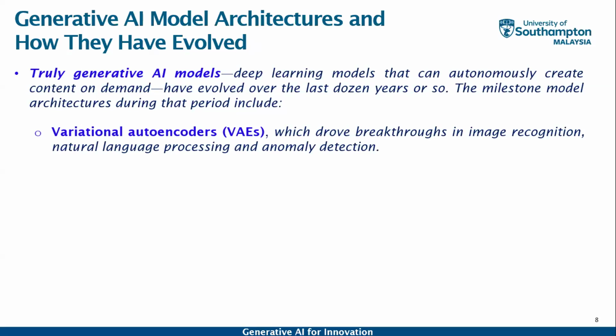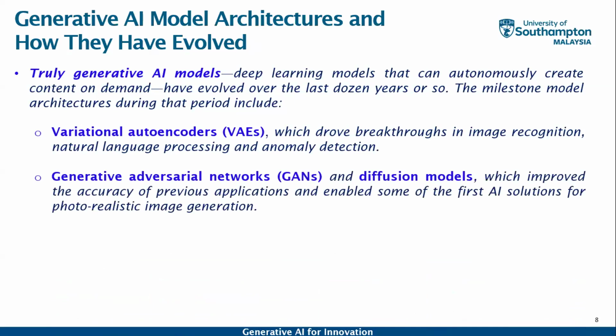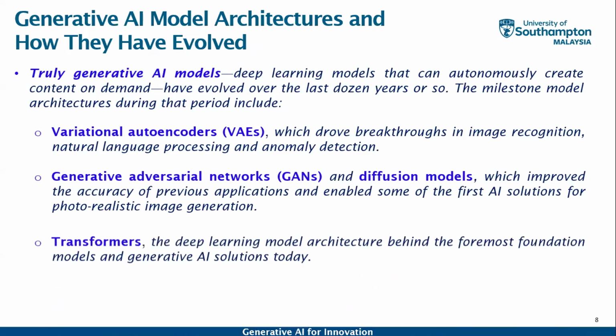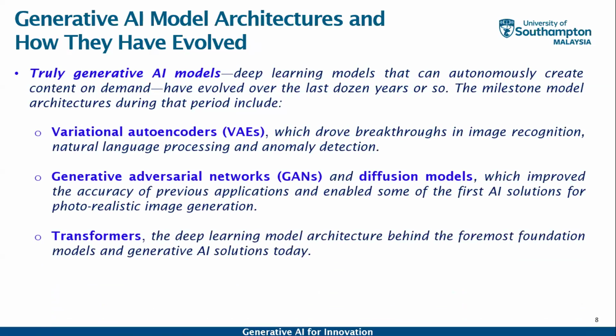Variational autoencoders drove breakthroughs in image recognition, natural language processing, and anomaly detection especially. Generative adversarial networks and diffusion models improved the accuracy of previous applications and enabled some of the first AI solutions for photorealistic image generation. It doesn't mean that it's only for image generation; it works for all data sets. And transformers: the deep learning model architecture behind the foremost foundation models and generative AI solutions today. The most important point in the transformer is attention and self-attention.